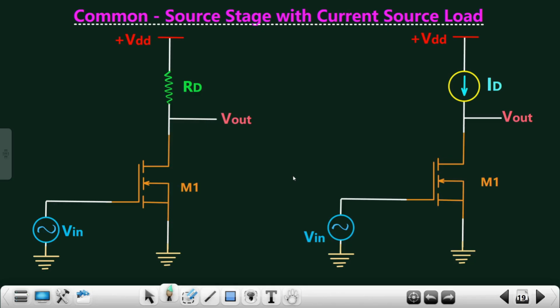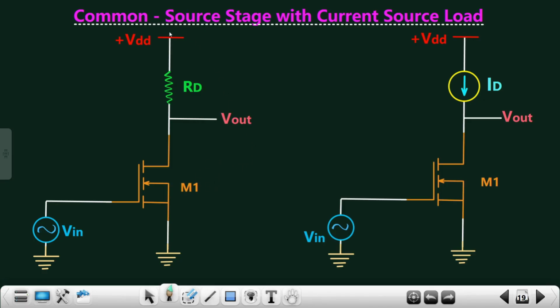When we simulate this particular circuit in the LTSpice software, after simulation I will explain the advantage of this circuit. We'll see that in the real world. So don't worry about it. As of now we are just going to focus upon this particular circuit.